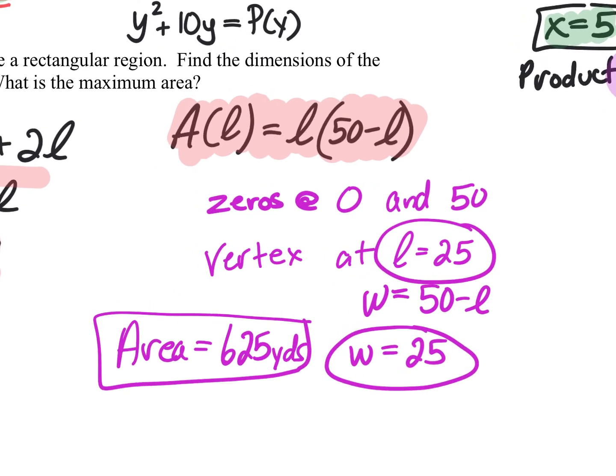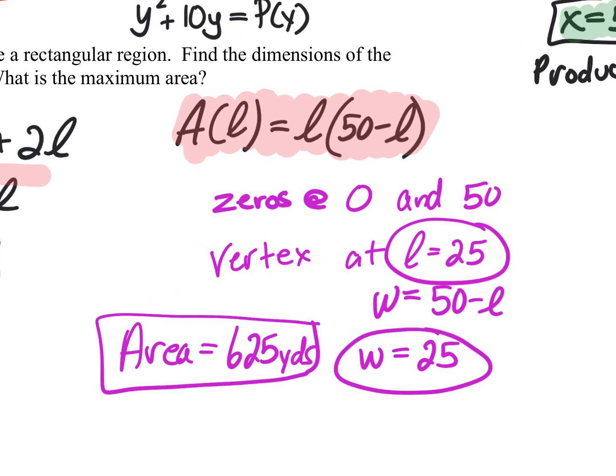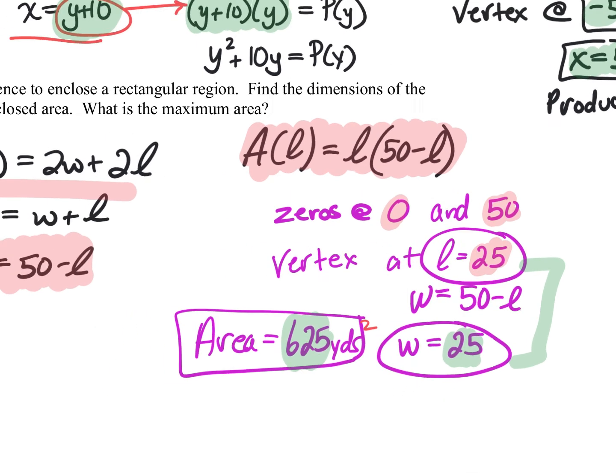Again, we can use symmetry. We know that the function on your screen now would have zeros at 0 and 50, meaning its vertex would occur halfway between them at 25. I can identify my w as 25, and my l as 50 minus that same 25. So I end up with a dimension of 25 by 25 for an area of 625 yards squared. And we are done.